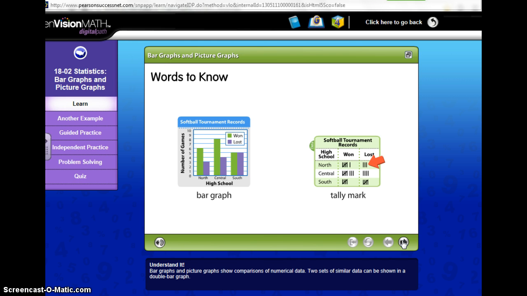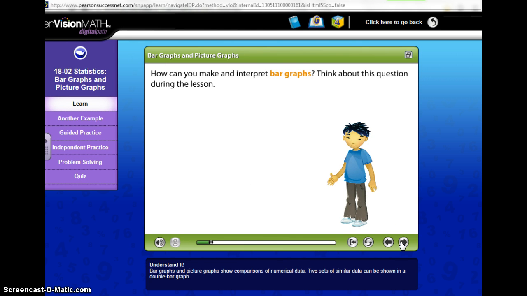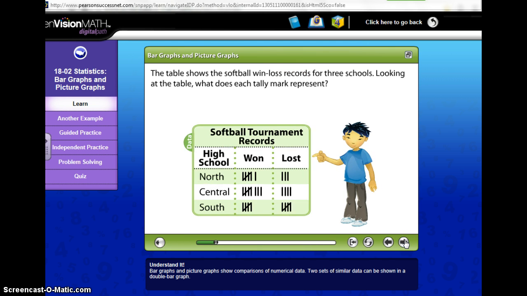These are called tally mark record sheets, and I know that you guys have been familiar with that. How can we make and interpret bar graphs? That is our learning target for the day. So this table shows the number of wins and losses for softball teams at 3 different schools. So imagine that these are all 3 Pipestone schools. It tells how many games were won at each school and how many games were lost.